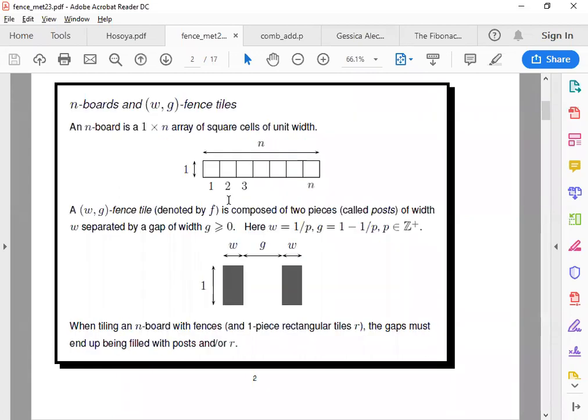I think I'll call them the metal numbers to make it easier for me to say. Right, so what we're dealing with, again, is N boards. And we're going to tile these N boards with tiles which are made of two pieces, and we're calling these fence tiles. The two pieces are of width W and have a gap of G between them. We're going to have W equal to 1 over P, and G will be 1 minus 1 over P. So when we tile an N board with these fence tiles and also rectangular tiles, we have to completely tile it. So in the end, there should be no gaps.